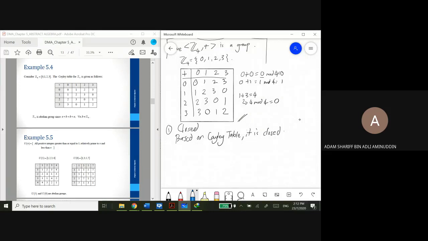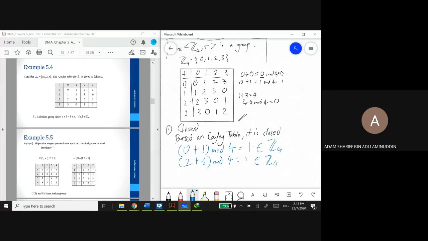This is what I meant. I take 0 plus 1 mod 4. What will be the answer? I take 0 plus 1, you get 1. 1 mod 4 is 1. And then you say, yes, 1 is an element of Z4 also. Okay, you are true. Now, because I just mentioned 1, why not I mention 2 plus 3? 2 plus 3 mod 4 is 1. 1 is an element of Z4.